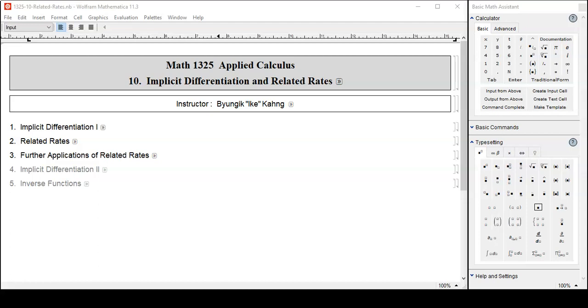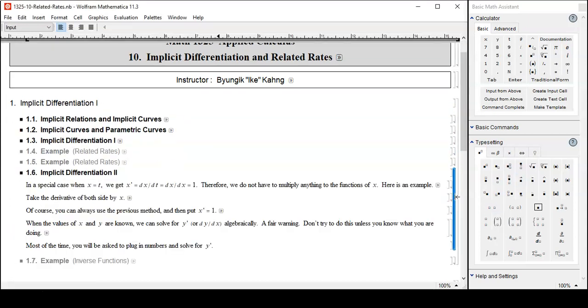Hello students, welcome back. The final topic for section 1 of this notebook is the implicit differentiation of inverse functions. Alright, let's begin, and we begin with a preparation. Let's consider a special case.